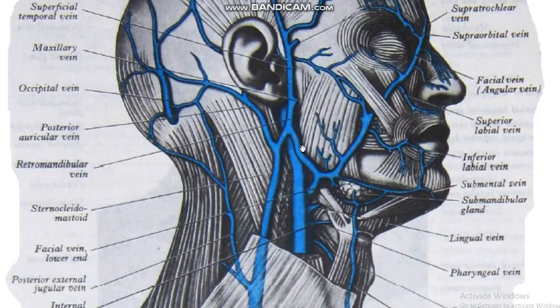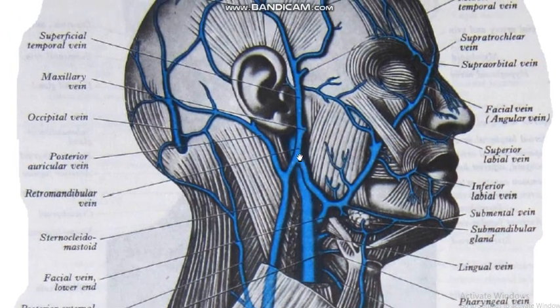Again you can see that this anterior division of the retromandibular vein has joined the facial vein to form the facial vein proper. In fact, in older texts we would consider this vein to be the superficial facial vein and this to be the common facial vein. Now this common facial vein is draining into the internal jugular vein. What then happens to the posterior division of the retromandibular vein?